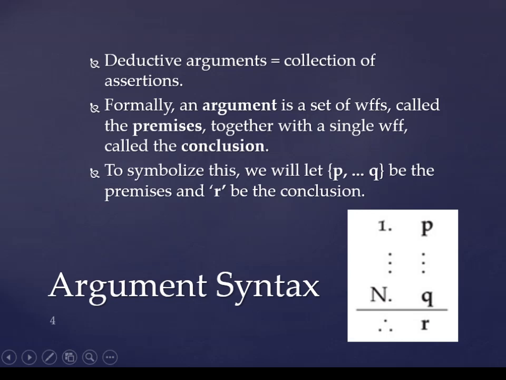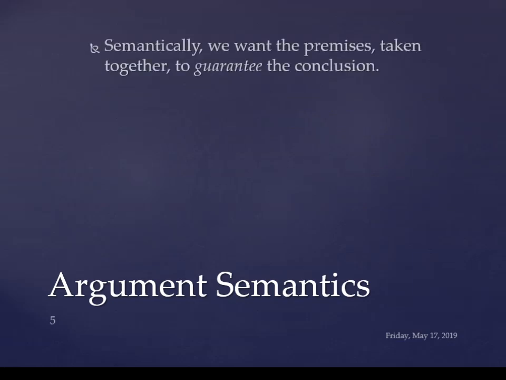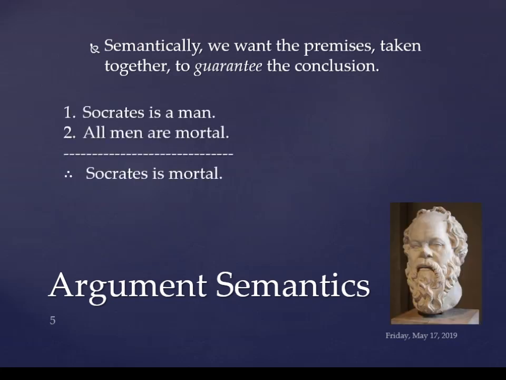All right, so let's think a little bit harder about this. Let's think about arguments and their semantics. Basically, what we're interested in from a semantic point of view is that we want the premises taken together to guarantee the conclusion, which is happening in this argument here: Socrates is a man, all men are mortal. Obviously, Socrates is mortal, right? Those two premises guarantee the truth of the conclusion.